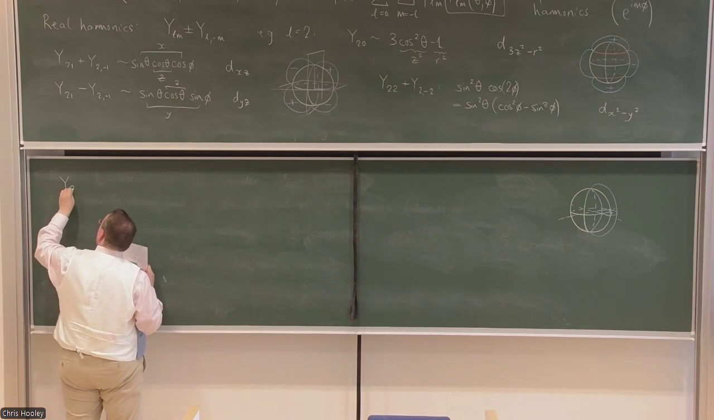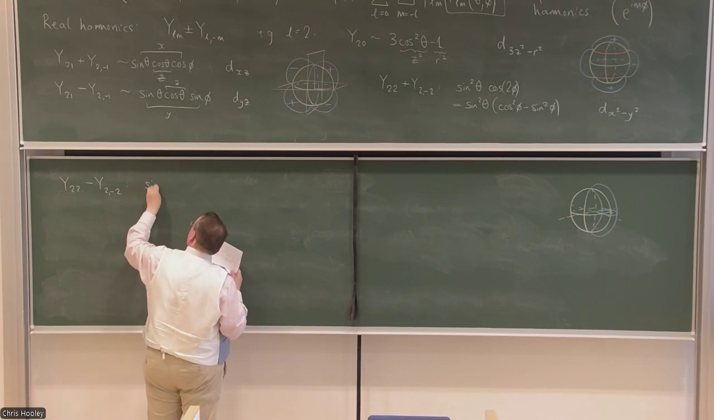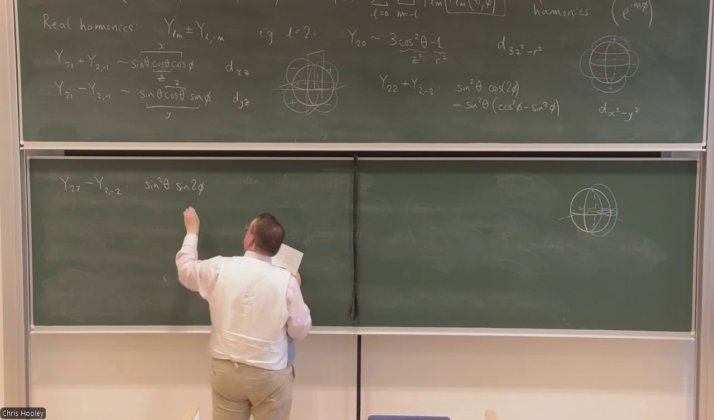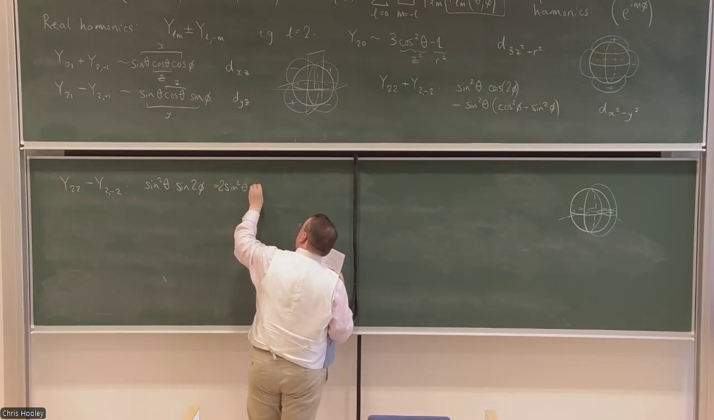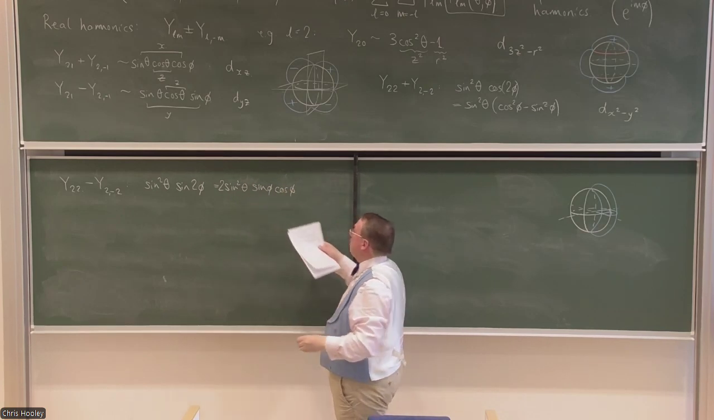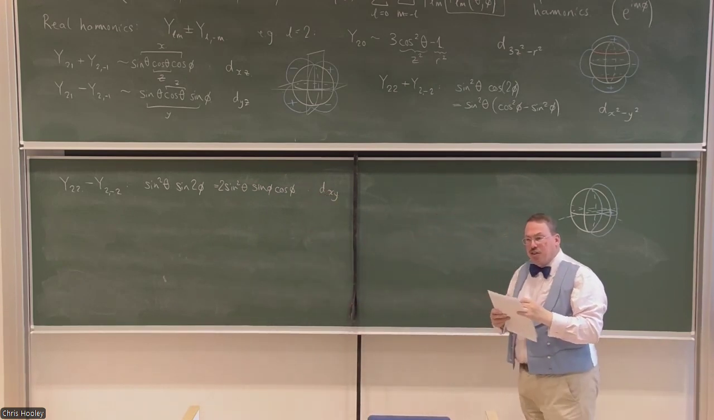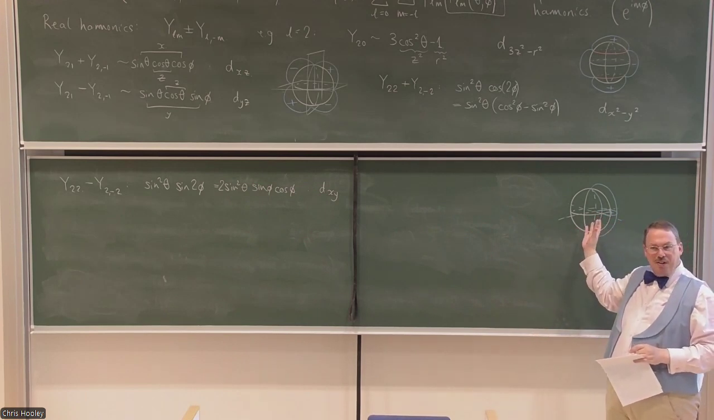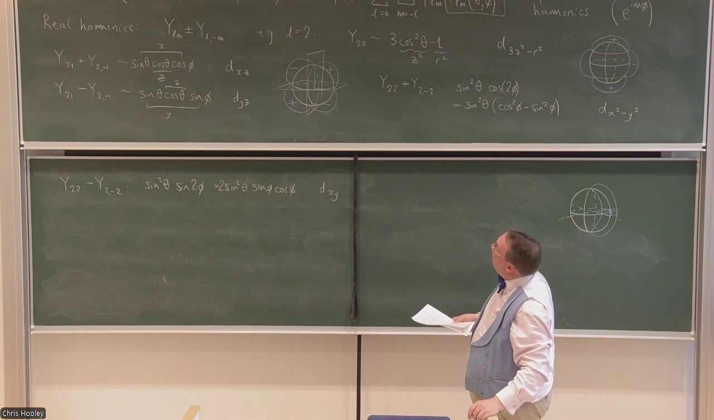And just for completeness, we have Y22 minus Y2 minus 2. So that's sine squared theta times sine of 2 phi. Again, I can write this as sine phi cos phi, and now two of those together look like x, two look like y, and so we get dxy. And just as in 2 dimensions, that's just a 45-degree rotation of this one around the vertical axis. It's also the same as that one rotated the other way.